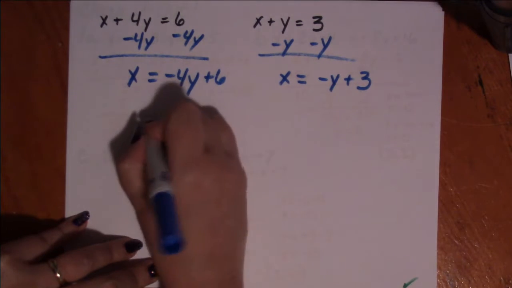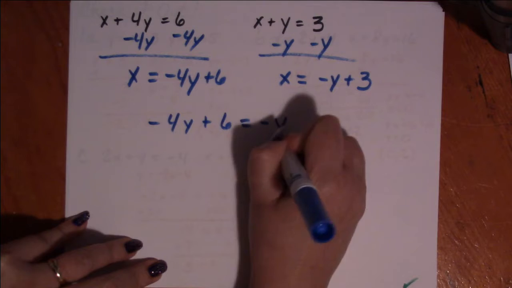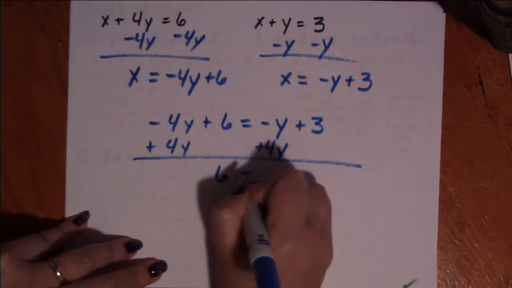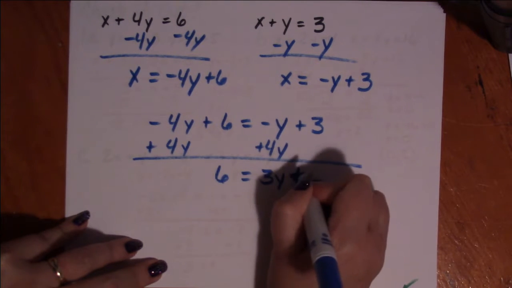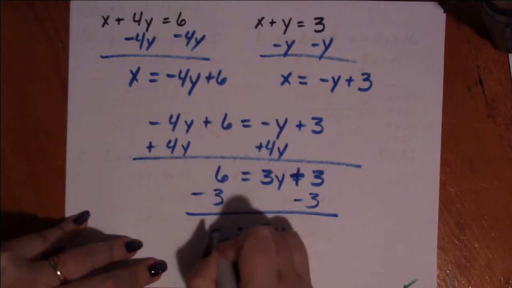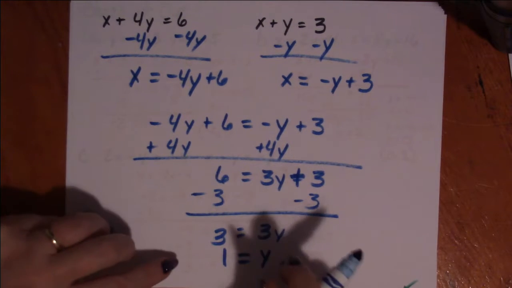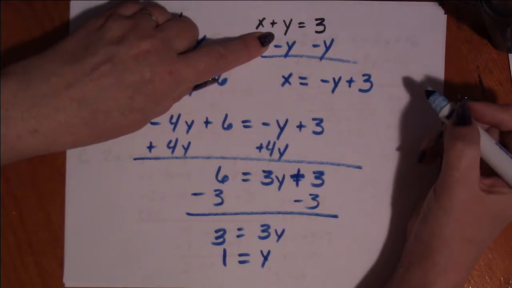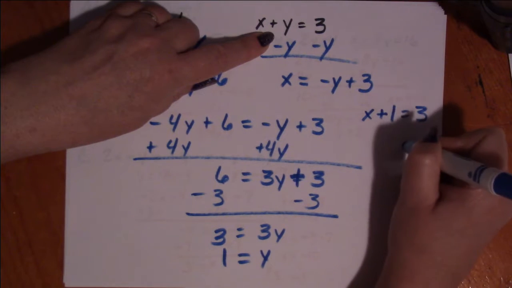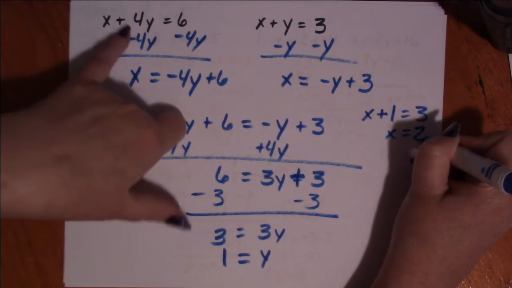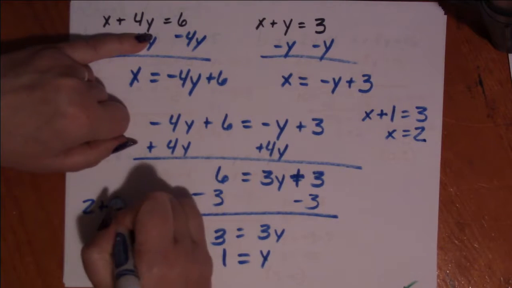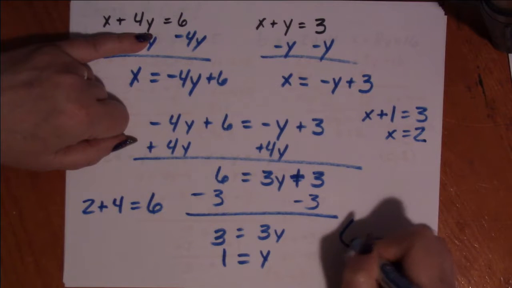So now negative 4y plus 6 equals negative y plus 3. I'm going to add 4y to both sides, and 6 equals 3y plus 3, and I'm going to subtract 3 from both sides, and 3y equals 3, and y equals 1. I'm going to plug 1 back into the easy one. So x plus 1 equals 3, and x equals 2. And if I stick 2 in here, 2 plus 4 equals 6, and that works. So our answer is 2, 1.